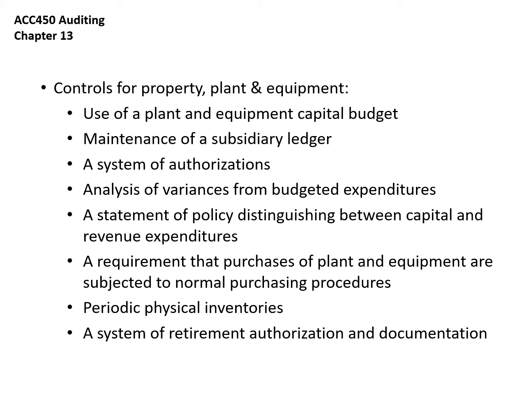We want to make sure that anytime we buy plant and equipment, it's done the same way we buy normal inventory purchases. So there's a purchasing agent that gets competitive bids, it's received and inspected, and a voucher is created that goes to accounting. The same exact process should be followed. We want to make sure that the client has periodic physical inventories. This is more important in some businesses than others. For example, if you had a lot of computers, say laptops that could get up and walk away, then it's important to have a physical inventory, or a lot of cars, that sort of thing. Bolted down machinery might not require as much in the way of physical inventories.